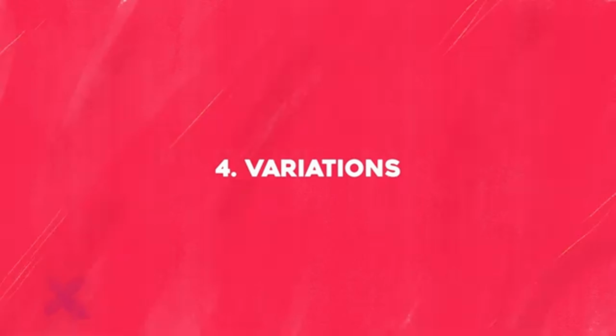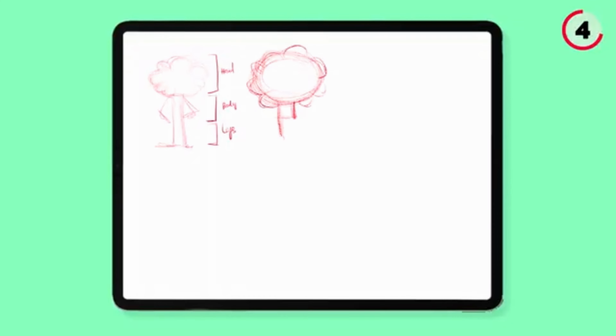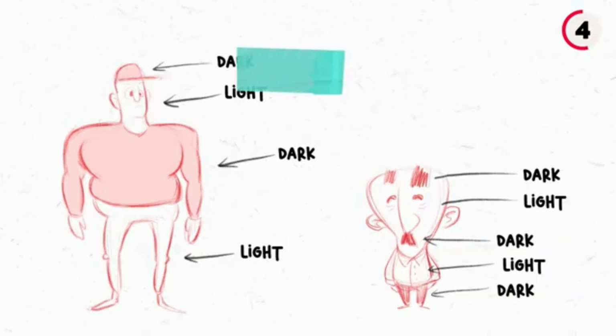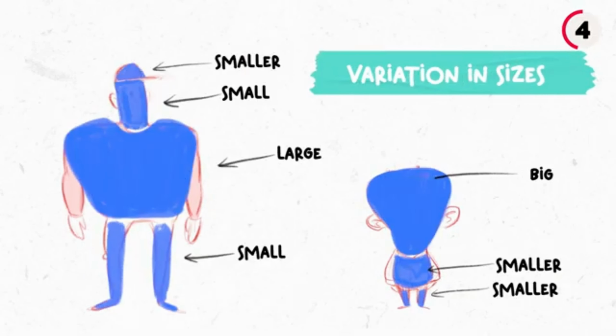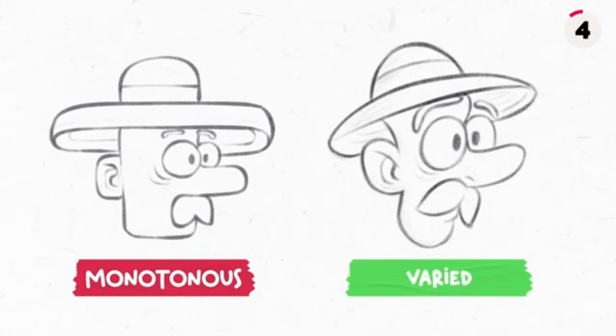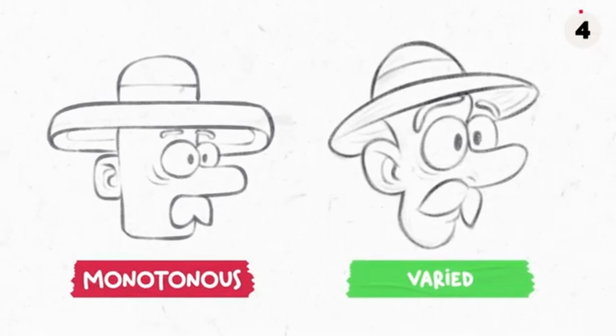4, variation. Now, it's important to do this while you're thumbnailing your character designs. Vary your shapes in your designs. That gives a different result each time. Vary your values in your design. Vary the size of shapes. Vary the places where the details are high and low. The more you vary, the more interesting your character will be, and monotony is a design theme you should avoid. Make sure you use this tip.